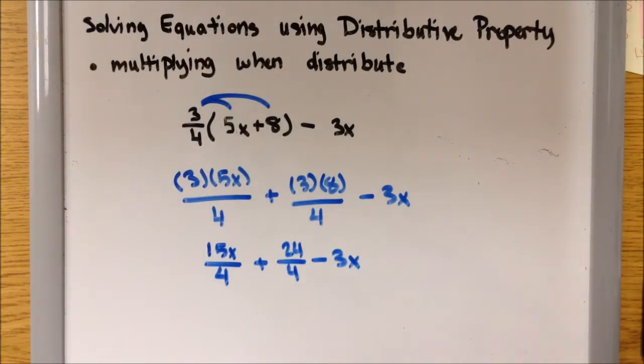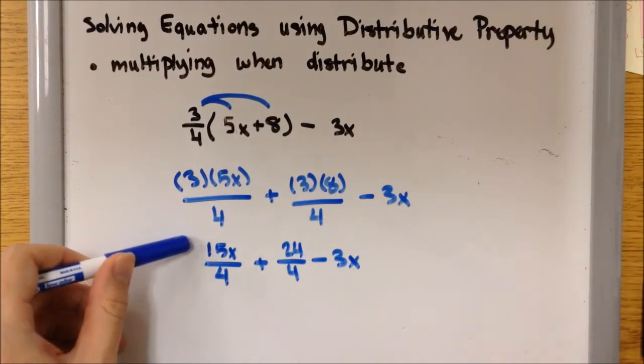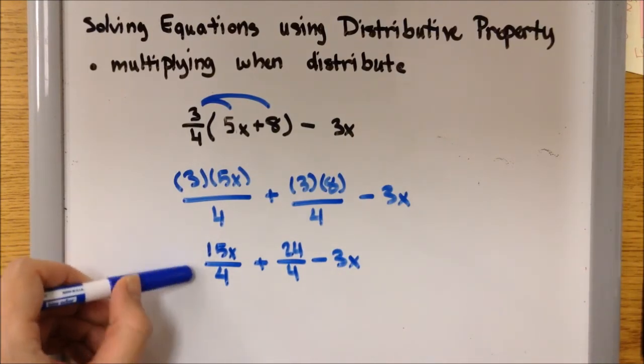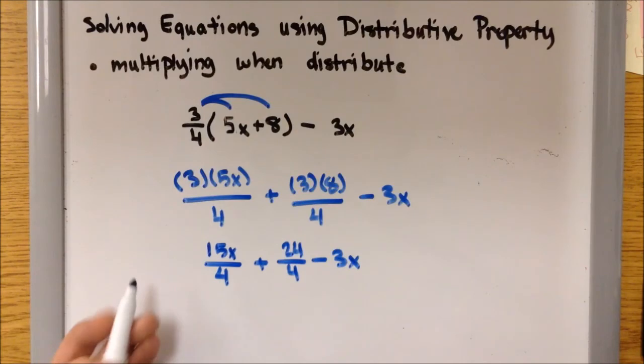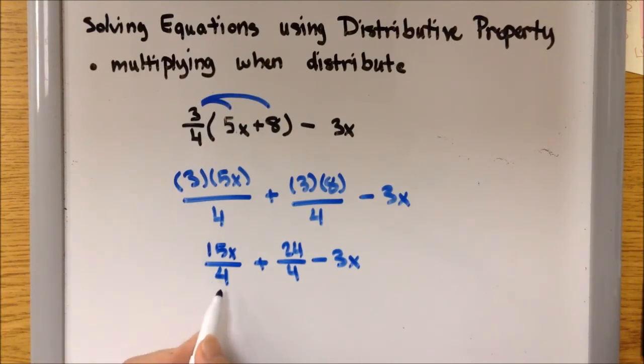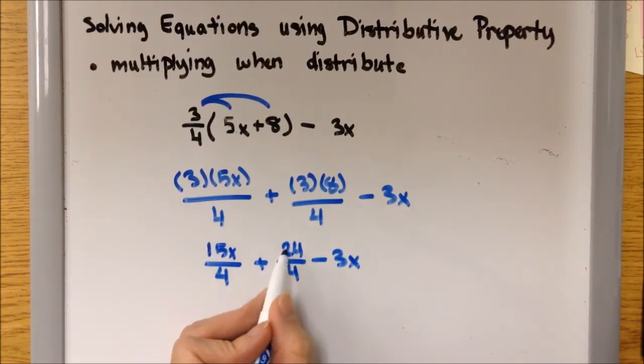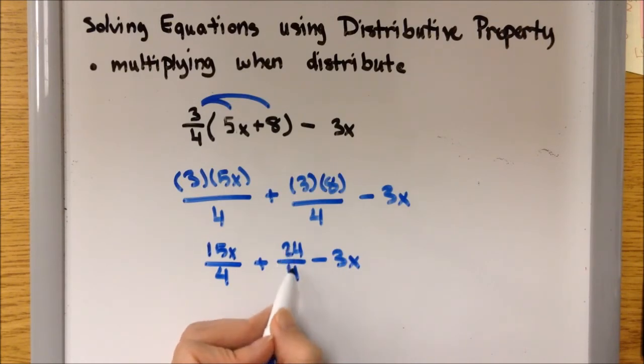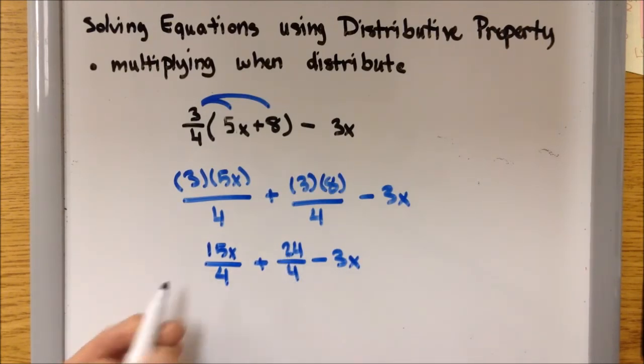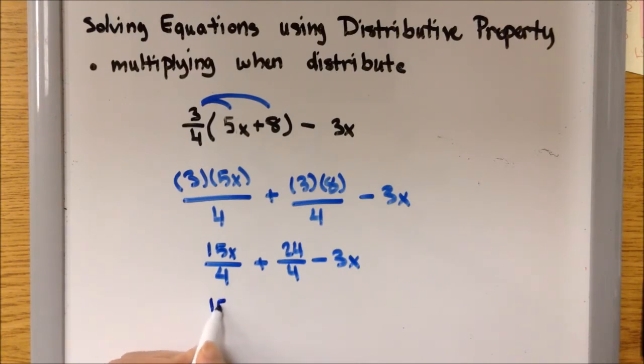So looking at this one, the 15x over 4, there's nothing in common, I can't simplify that. So I'm just going to leave it as 15x over 4. But the 24 over 4, 24 can be divided by 4 into a whole number, so I can simplify that. So I'm going to write 15x over 4. 24 divided by 4 is just 6. And then minus 3x.